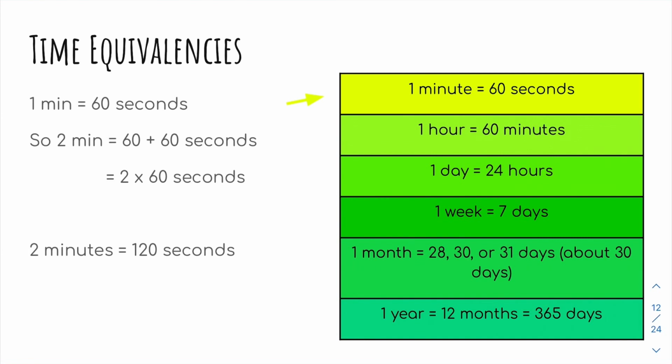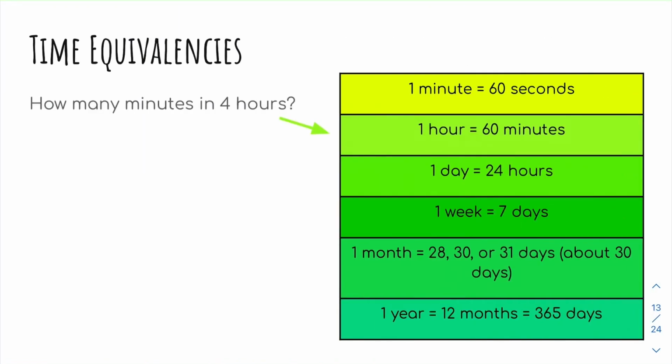Another way that I can solve this is by multiplying. Instead of adding 60 plus 60, I could also multiply 2 times 60. There are 120 seconds in 2 minutes.